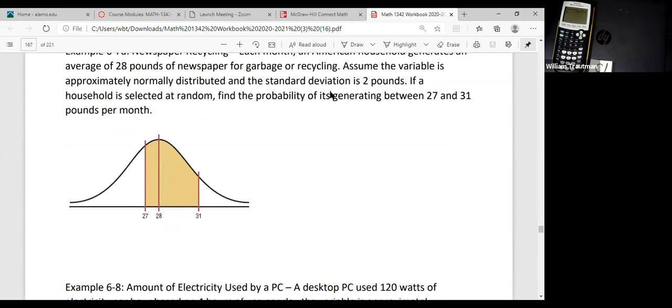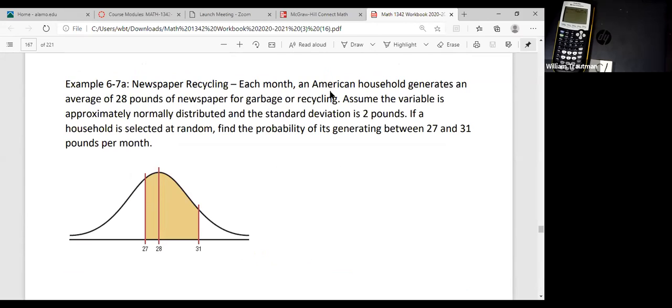All right, so we're going to do the same thing with this. We're going to try to find out what percent is shaded in. In order to find what percent is shaded in, I need to find the left z value, and I need to find the right z value. I need to find these 2 z values, what's shaded in between these points.